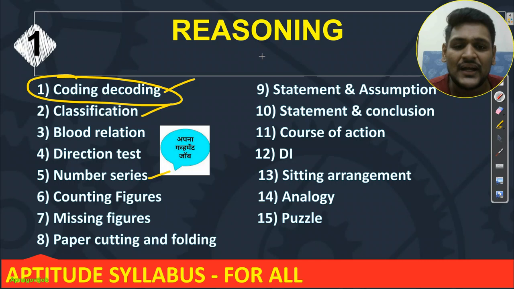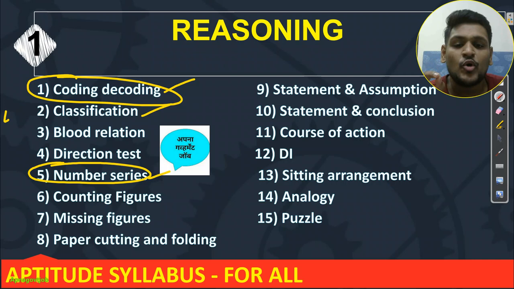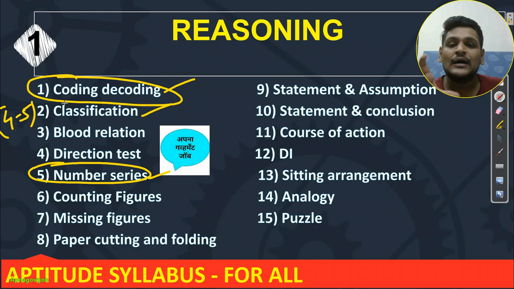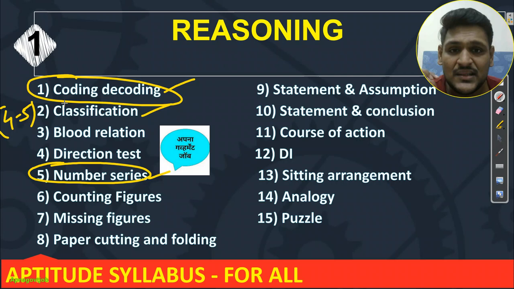The important thing is special attention on coding, decoding and number series. Sure shot 4 to 5 questions you will get from here. Out of 40, we don't know the breakdown of con, GK and reasoning. It's up to them, they can put any number of questions there. So we should hit all the angles of all these three subjects, because in the start I told you that in general we will cover the marks that we are losing in technical extra subjects.